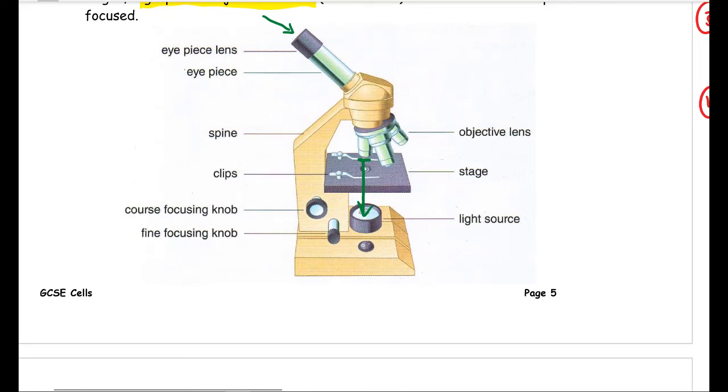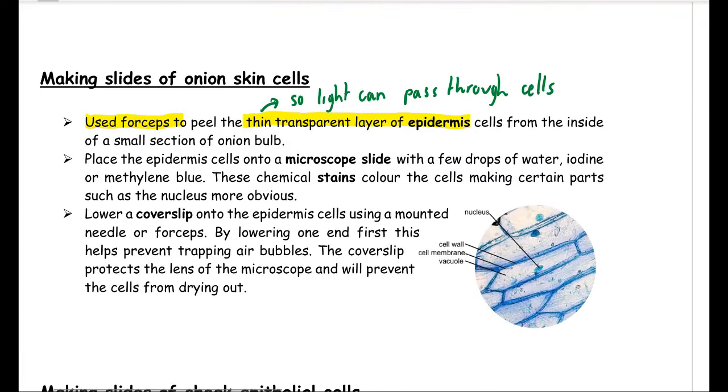Okay, so what I mean by that is we're going to put our little onion slides on a microscope slide. For us to be able to see it, the light has to travel from there through the sample, up through the lens, and up into our eye. So if it's not thin, the light can't pass through. So we get a thin layer of cells from an onion.